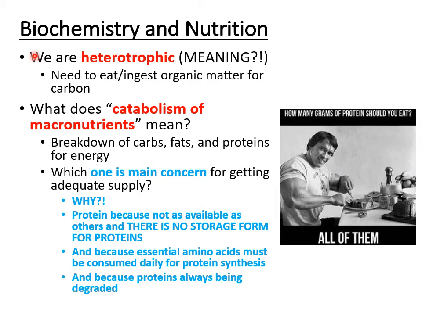Now, when we talk about nutrition, you'll see catabolism of macronutrients come up a lot. That is basically the breakdown of carbs, fats, and proteins for energy. But the big one that I want you to circle, star, highlight is protein, because protein deficiency is a major concern in nutrition. And we saw that in previous slides when we saw the malnutrition effects and the bloated bellies of those poor children who were suffering from protein deficiency.